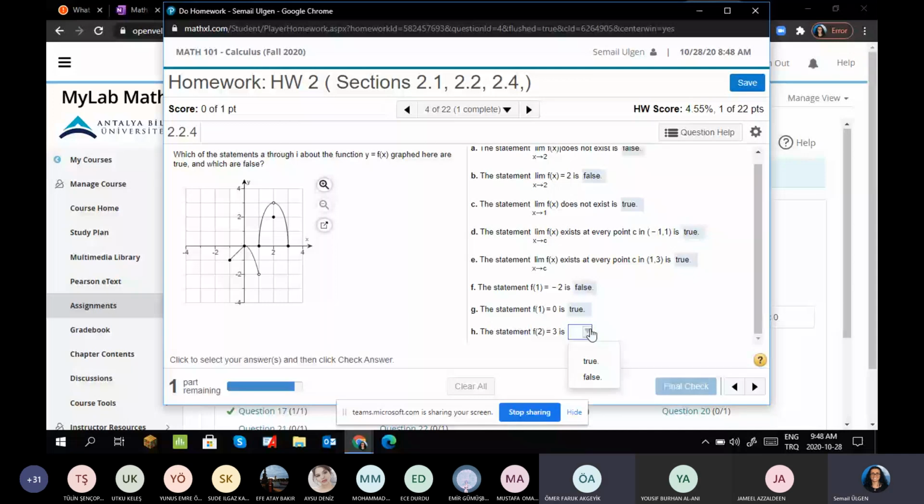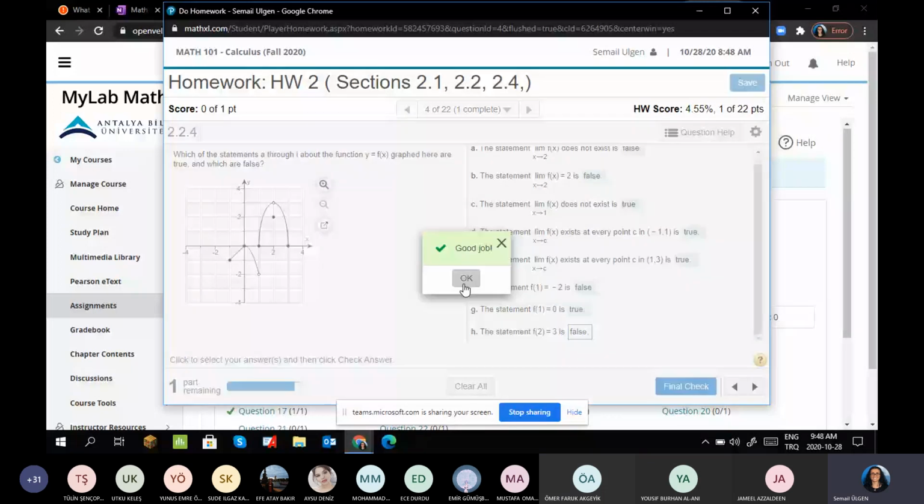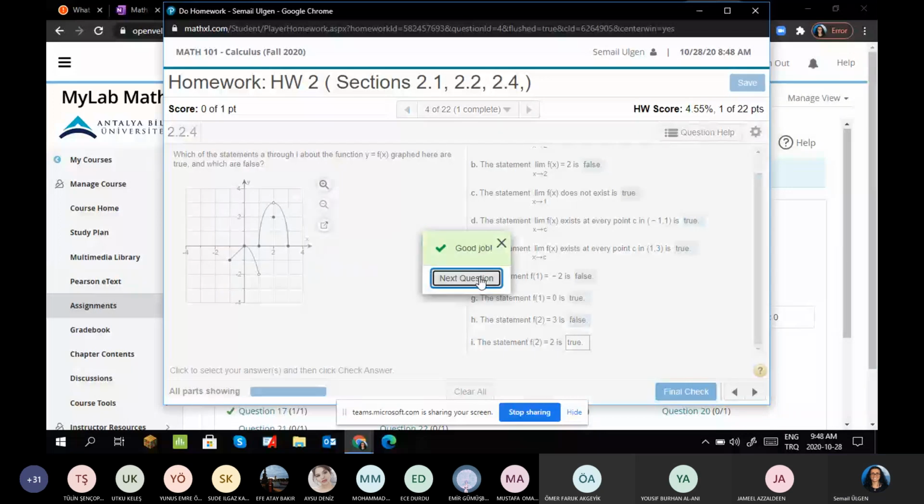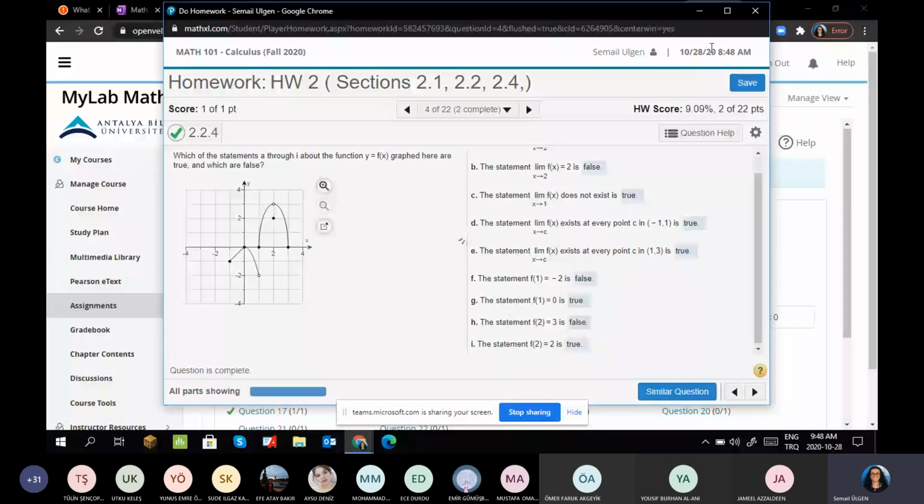No. False. Is this true? Yeah, that's right. Okay. The statement f of 2 is equal to 2 is correct. Okay. Any other questions you want to ask me?